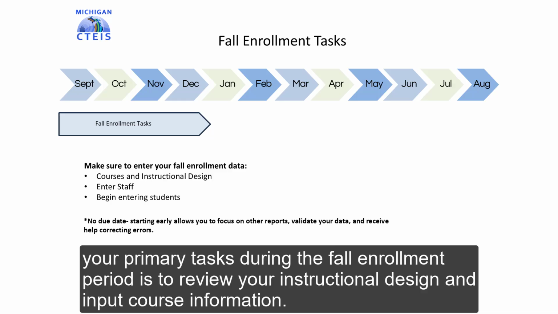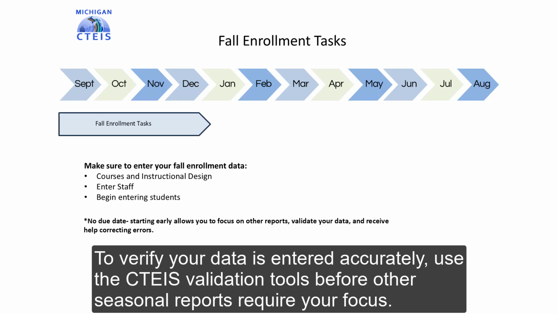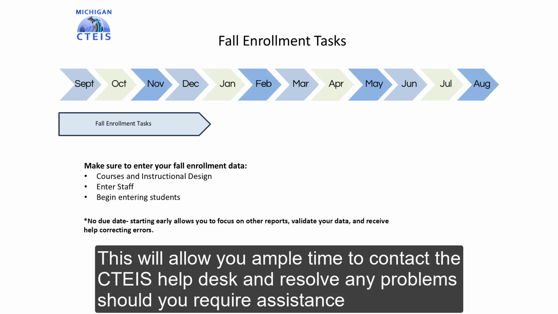Your primary task during the fall enrollment period is to review your instructional design and input course information. Additionally, you should begin entering staff details and start student enrollments as soon as possible to avoid delays and minimize errors. To verify your data is entered accurately, use the CTEIS validation tools before other seasonal reports require your focus. This will allow you ample time to contact the CTEIS help desk and resolve any problems should you require assistance.